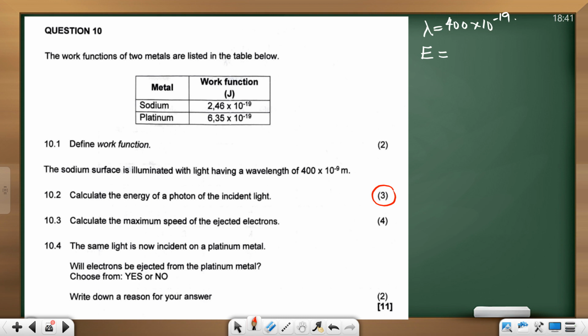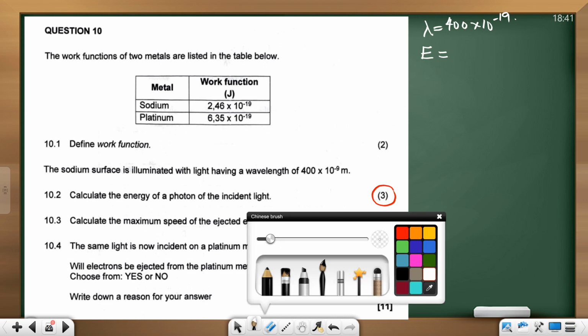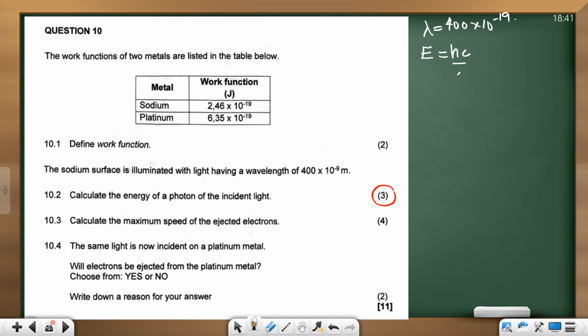E equals hc over lambda. This thing is so easy. Get your marks. E equals to what? h. And you know why we are using this one? Why? They gave us what? Wavelength. Okay. What is our answer? 6,63 times 10 to the power negative what? 34 times 3 times 10 to the power 8. What's our wavelength? 400. Anybody giving me an answer here quickly? Let's get those 3 marks. Quickly, quickly, quickly.